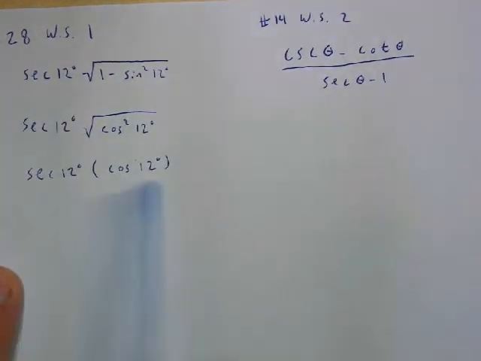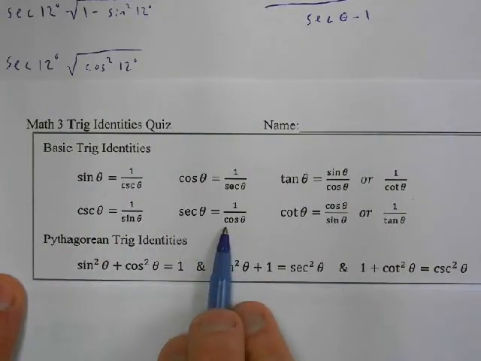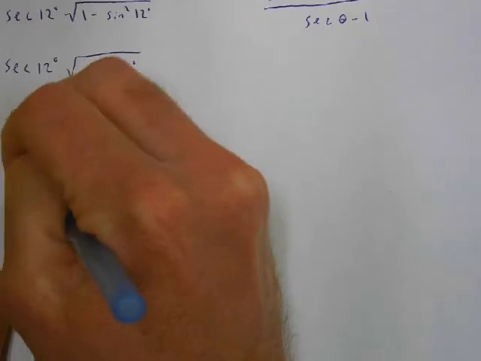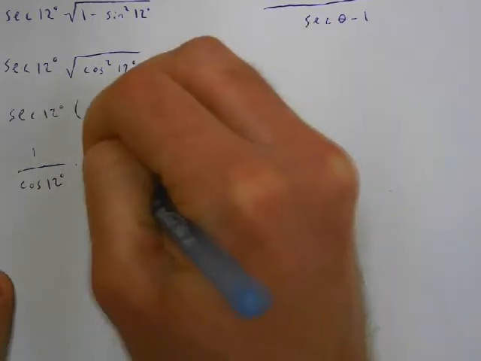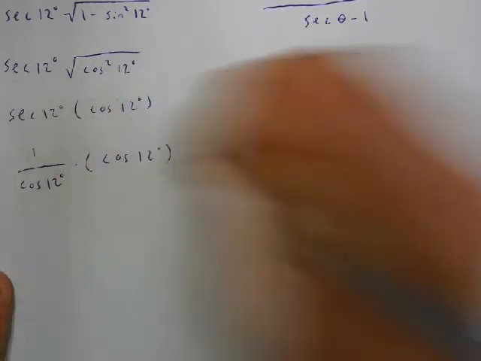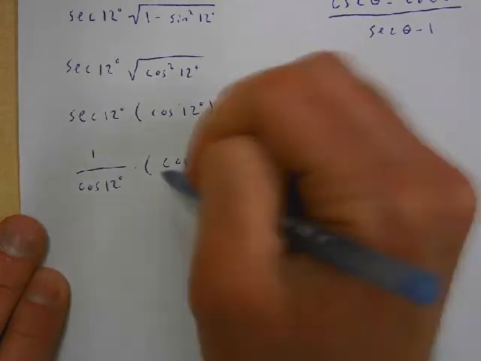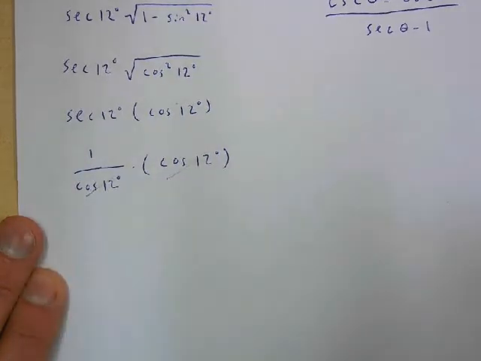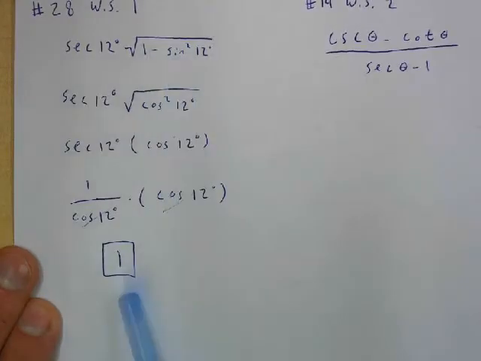Can I simplify this any further? We've got secant of an angle. What can I replace secant with? If we look down here, secant is the same as 1 over the cosine of my angle. So let's replace secant of 12 degrees with 1 over cosine of 12 degrees, and I've got that times cosine of 12 degrees. We can think of this as cosine 12 degrees over 1. I'm going to end up with cosine of 12 over the cosine of 12, which are both going to reduce to 1, and I just end up with 1 for my answer. So this big scary looking thing that we started with simplifies to just 1.